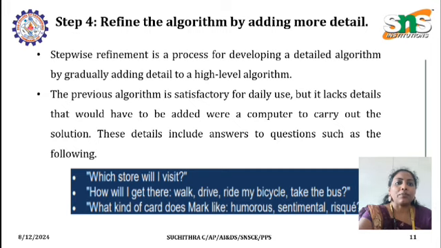Fourth step, refine the algorithm by adding more details. Stepwise refinement is a process for developing a detailed algorithm by gradually adding detail to the high-level algorithm. The previous algorithm is satisfactory for daily use, but it lacks detail that would have to be added for the computer to carry out the solution. These details include answers to questions such as the following.